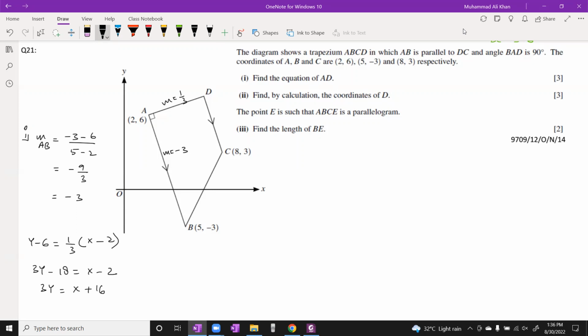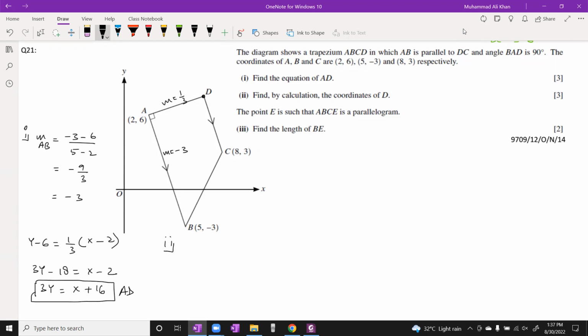Now, find by calculation the coordinates of D. How can we calculate the coordinates of D? Look, line AD and line CD both meet at D. Solve them simultaneously and find the coordinates of D. The equation of the line AD is here.